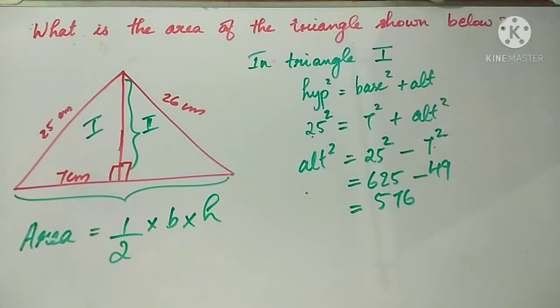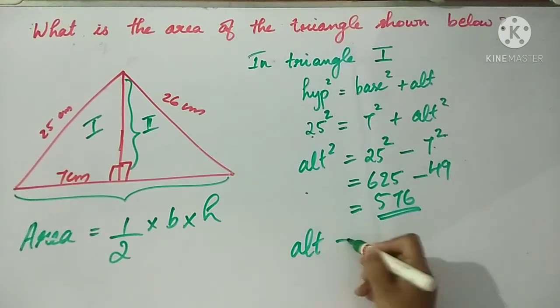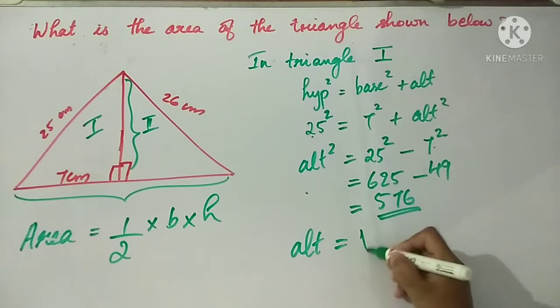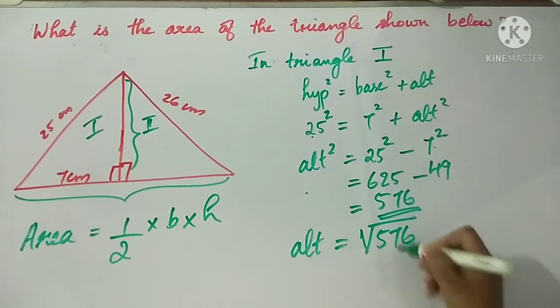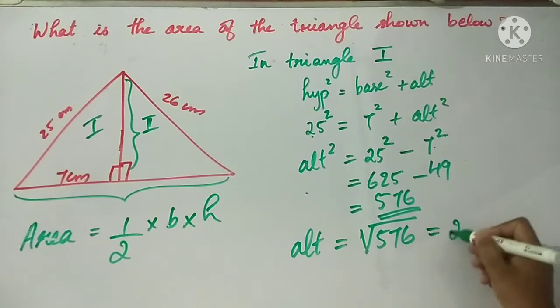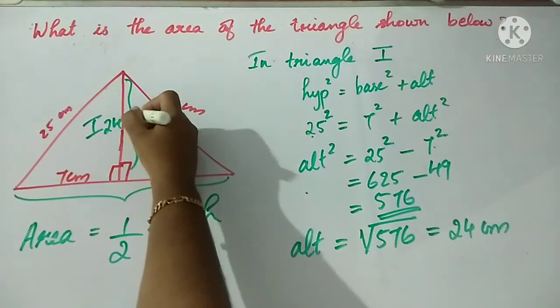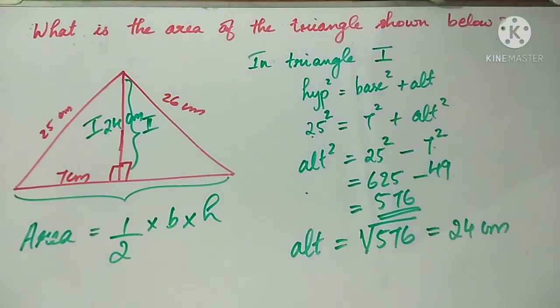That is equal to 576. Now we have to find what is altitude. This is altitude square. So altitude, or height, is equal to square root of 576. Square root of 576 is equal to 24 centimeter. We already learned how to find the square root in the chapter square and square root. So here when we take the square root of 576, we get 24 centimeter. So this part we get it as 24 centimeter.